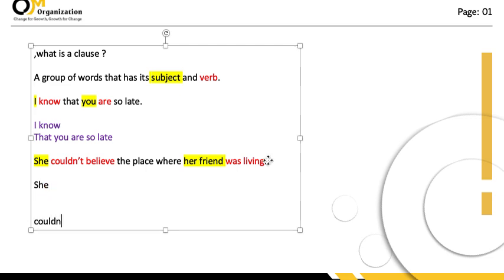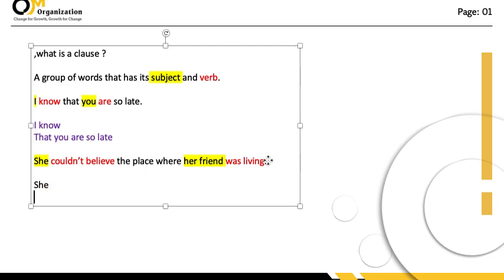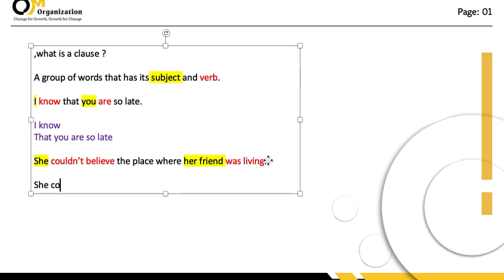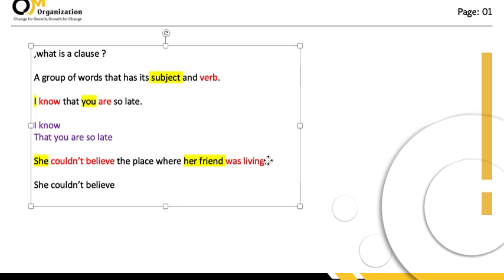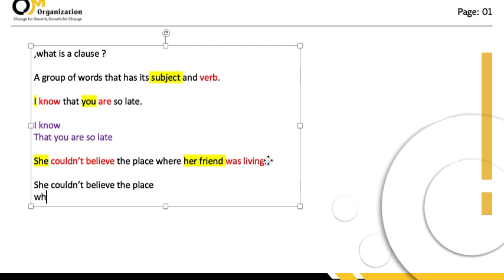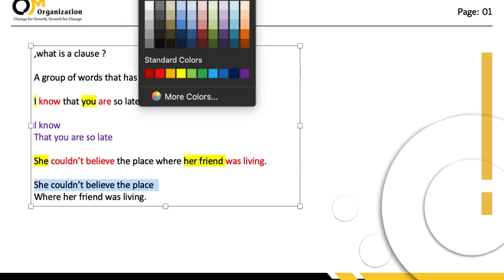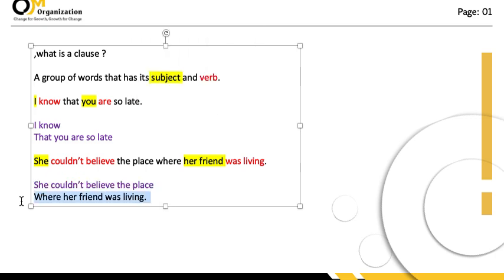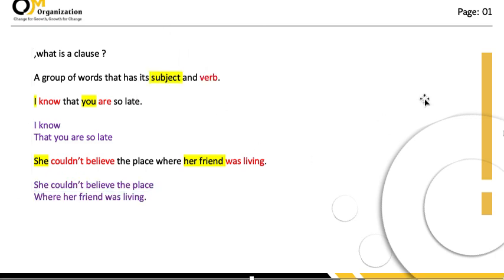She couldn't believe. It's one clause. The second clause is, actually, because it's an adjective clause, she couldn't believe the place, from this one, where her friend was living. It's the second clause. The first clause is this one and the second clause is this one. Let me also change the color for better understanding. Up to here, we understood what a clause is.